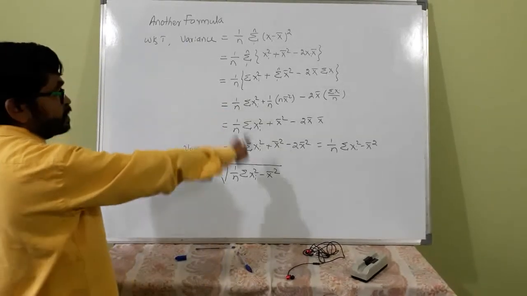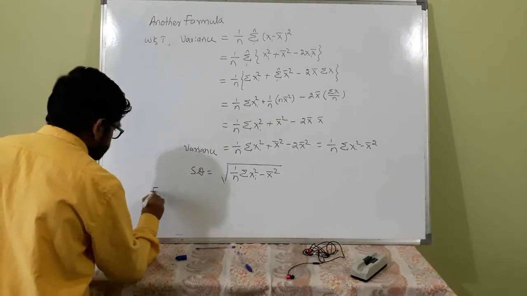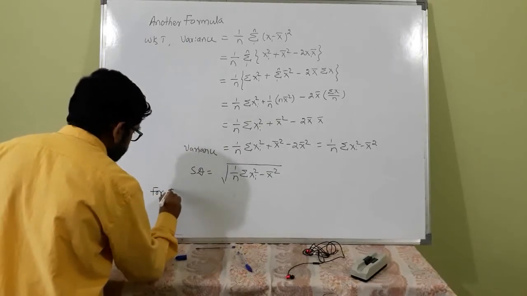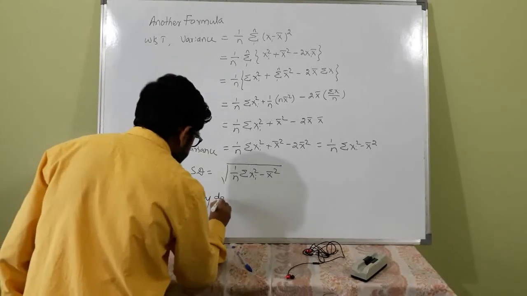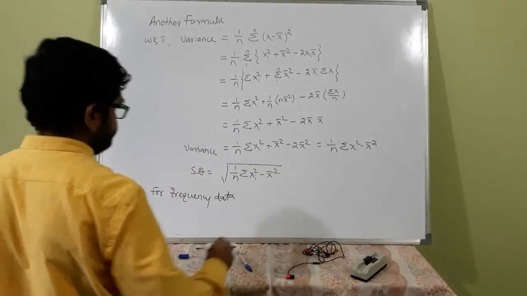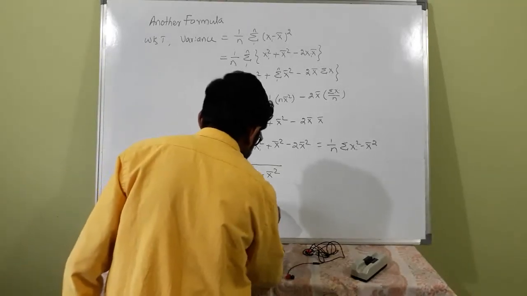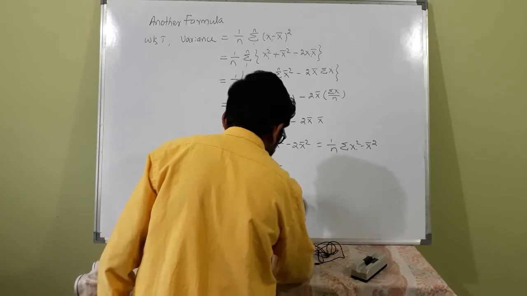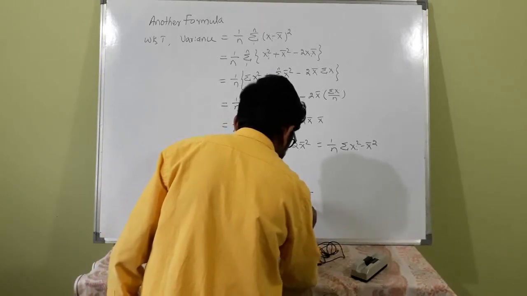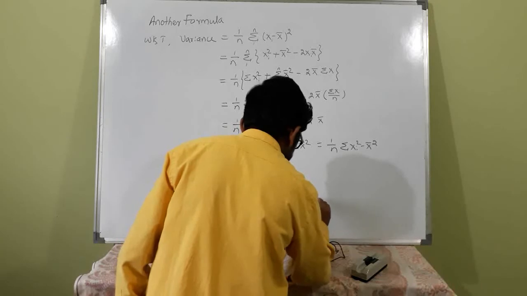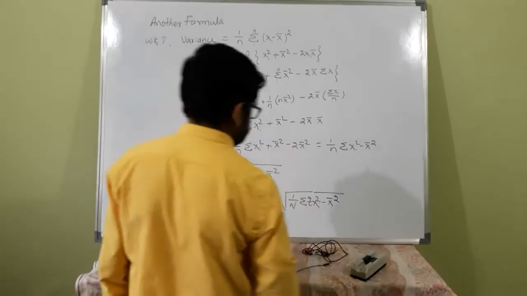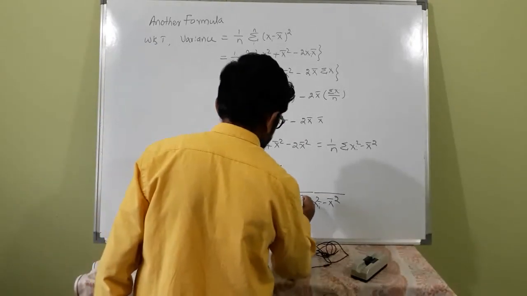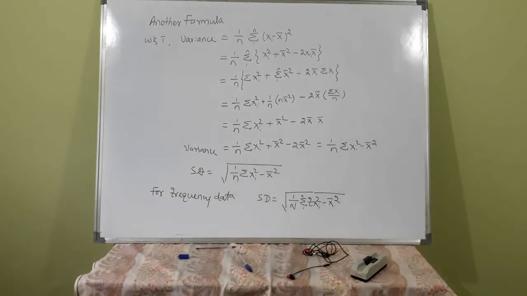This is for raw data. For frequency data, standard deviation is root of 1 by n into summation fx square minus x bar square. Okay. You take this.